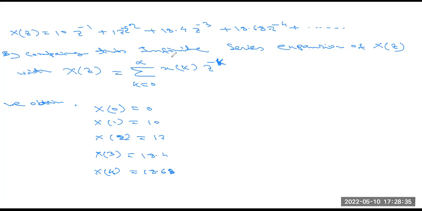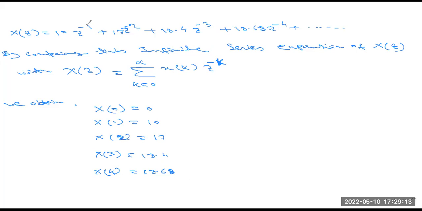Okay, so these are basically the functions. Now we have to obtain the values, that is x of 0. When k is 0, the function is also 0, because here you can see first we have to consider z inverse, then z inverse 2, and so on. So x of 1 is 10, x of 2 is 17, x of 3 is 18.4, and so on. So this process is done. Is it clear? This is basically the process of the direct division method for the inverse z-transform.